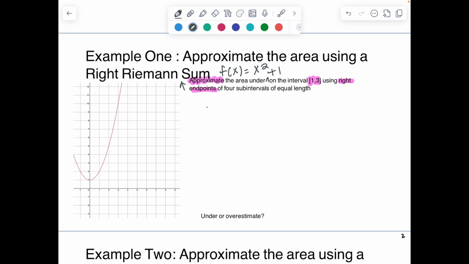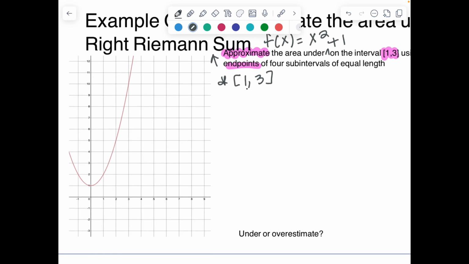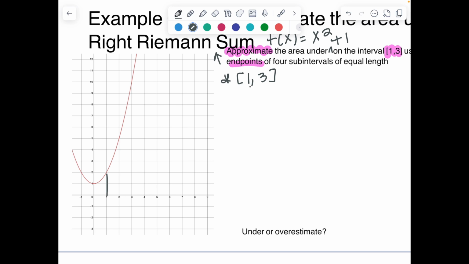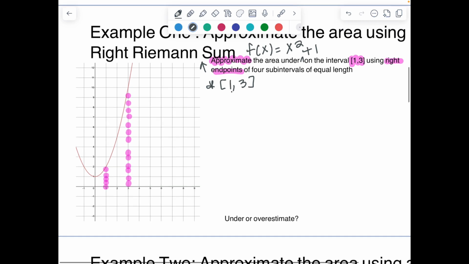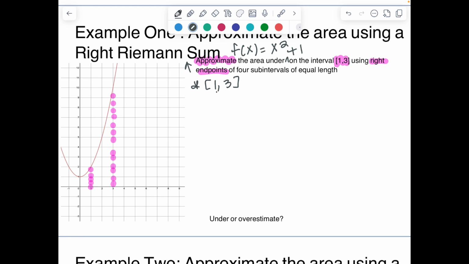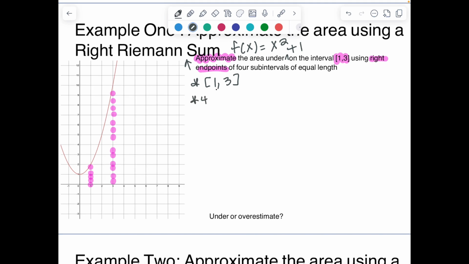We want to figure out the area from 1 to 3. So if I go over to this graph, I'm concerned about the area from here to here, basically. I might erase that later, so if you just drew that, maybe do a dotted line for right now. I want to find the area from 1 to 3, and it wants me to use 4 subintervals of equal length. That means it wants me to use 4 rectangles, all of equal width.